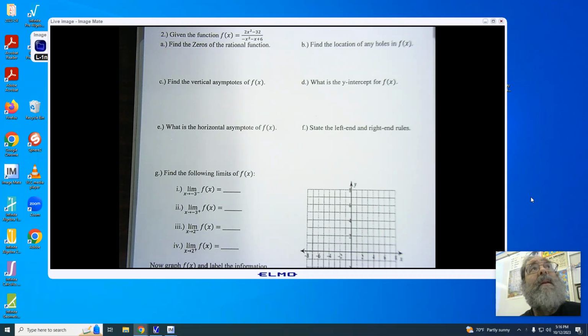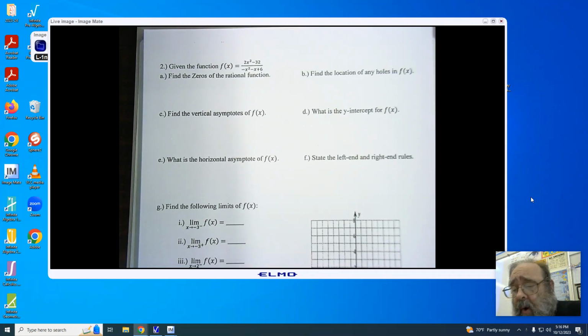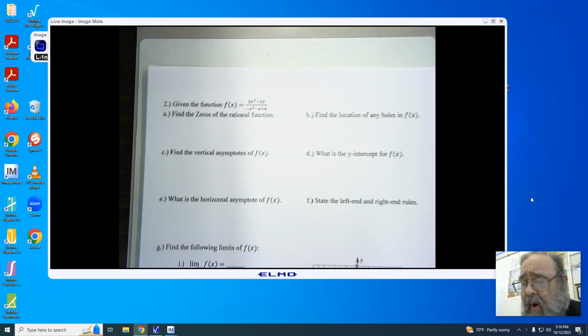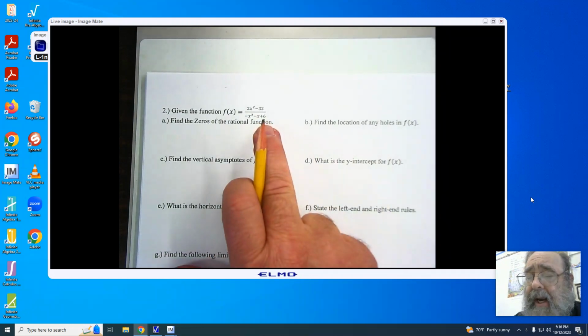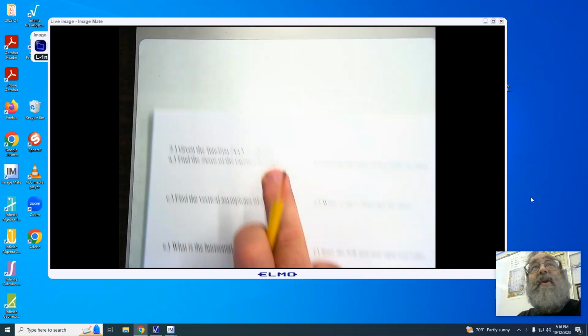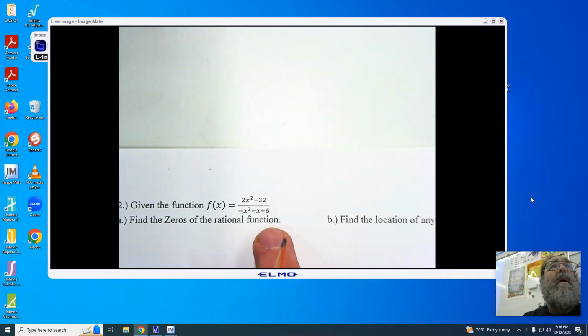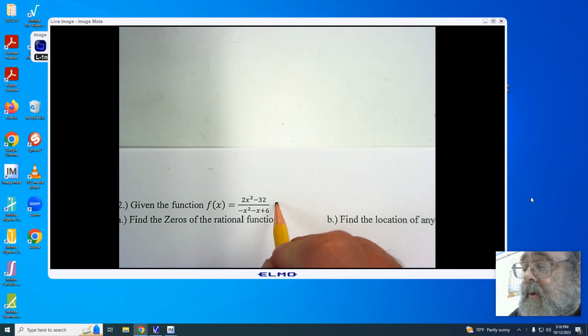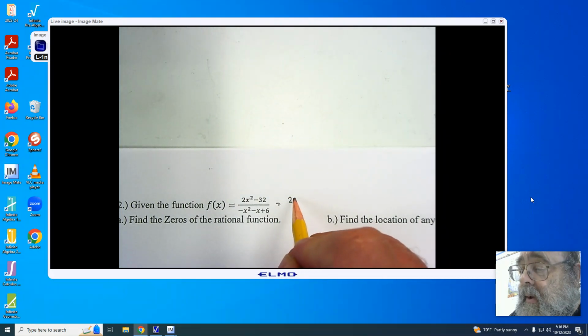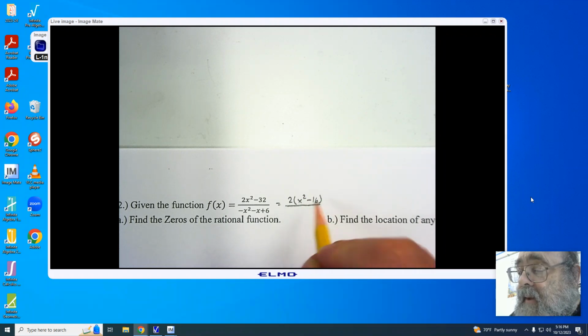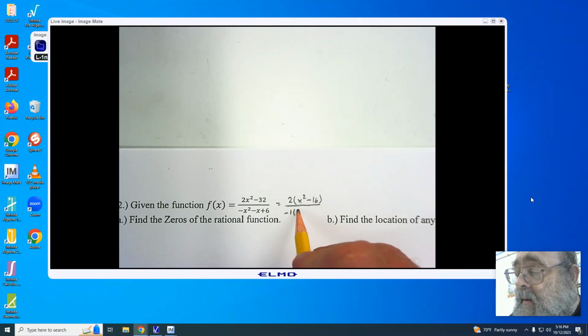In this video, we're going to be using question number 2 from the pretest from the chapter 2 test, part 2. And you'll notice, just like we did in part 1, we're going to start right at the beginning. So you'll notice right here, let me zoom in on it just so you can see the equation. Our goal is to factor this. So we're going to start by factoring out the 2, leaving us with x squared minus 16. In the denominator, I'm going to factor out a negative 1, leaving me with x squared plus x minus 6.